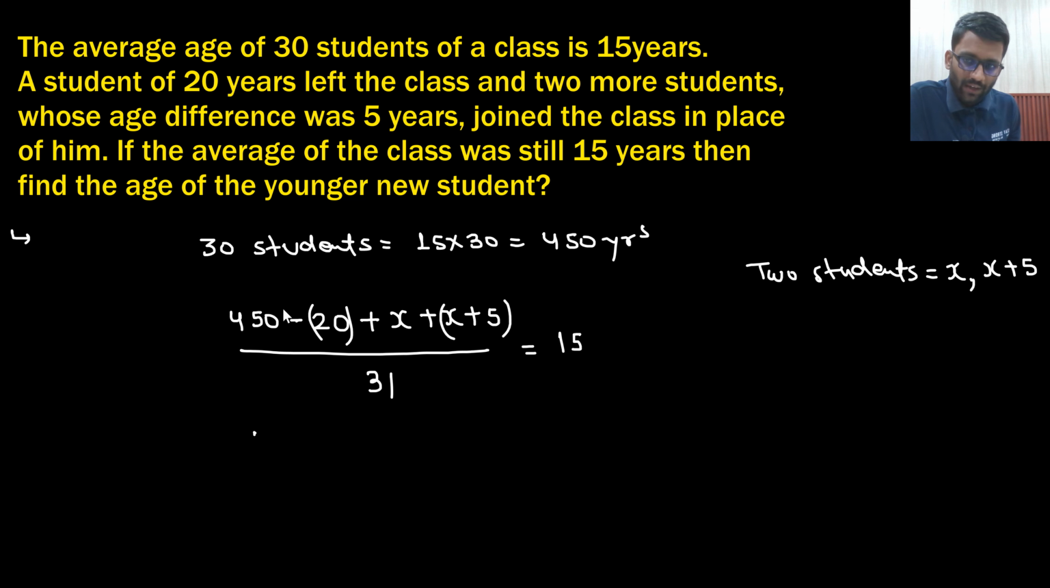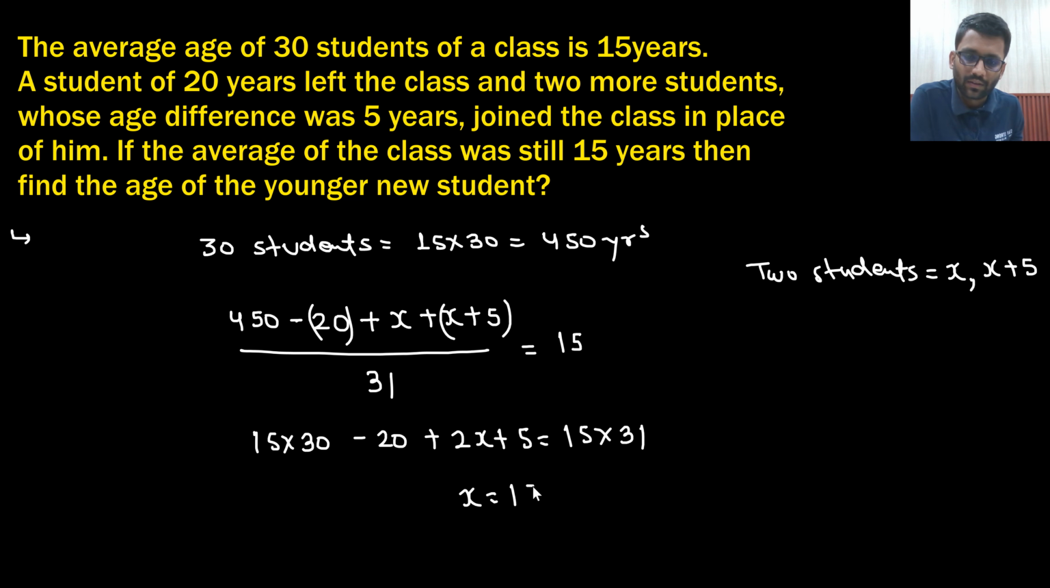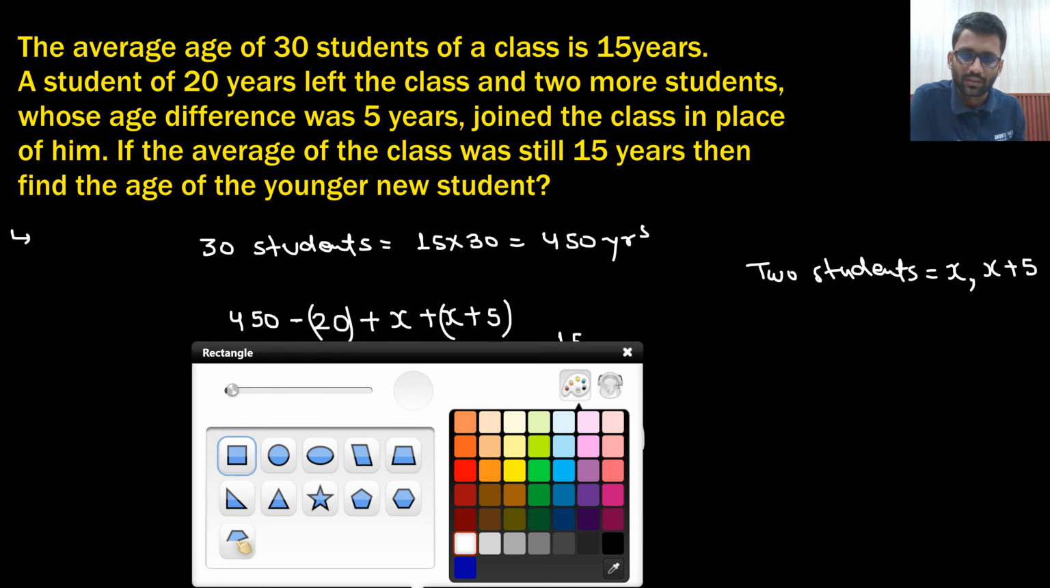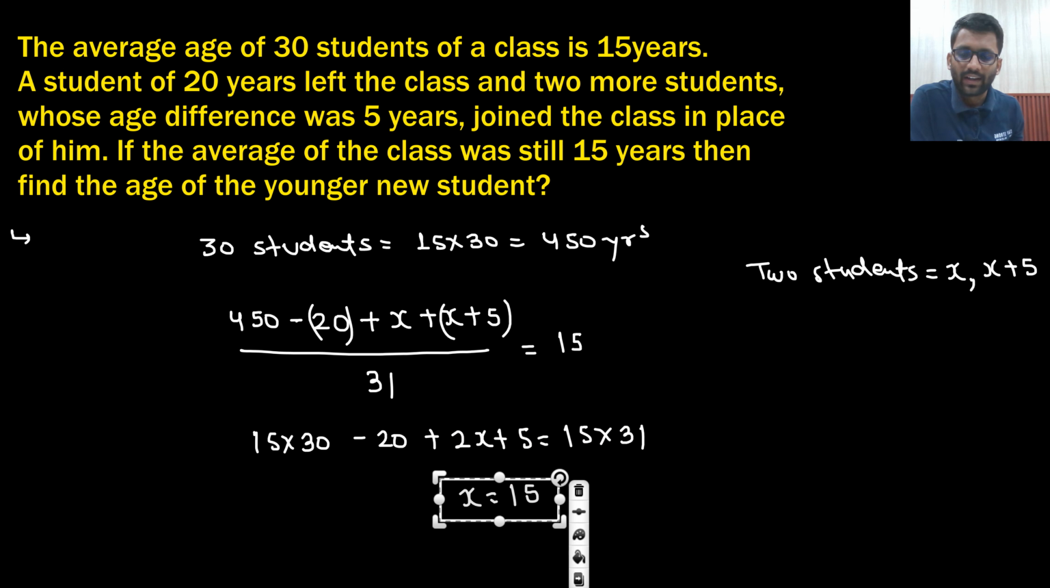So I will write this 15 as 15 into 450 as 15 into 30 only. 15 into 30 minus 20 plus 2x plus 5 is equal to 15 into 31. So what I will get here, 15 will go here, then it will be 10 this side, then 30, x will be equal to 15. This is your answer.